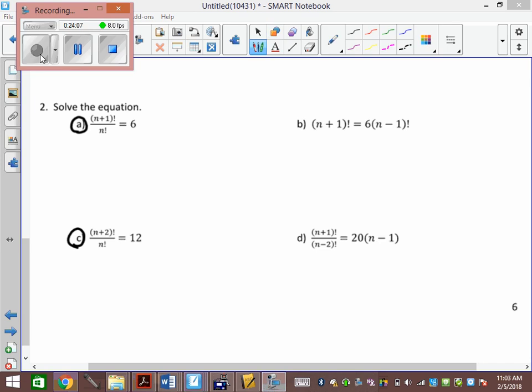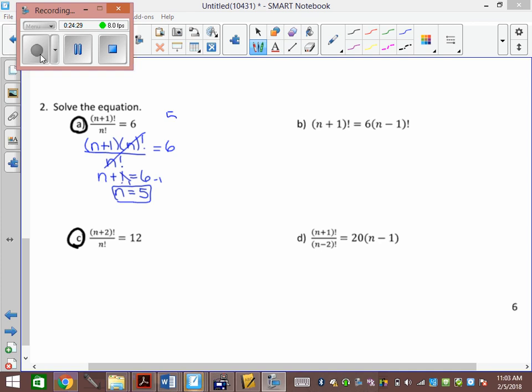Okay, this first one up here, n plus 1 and n. N plus 1's bigger. I'll get n plus 1, n factorial over n factorial equals 6. Let's cancel. N plus 1 equals 6. N equals 5.